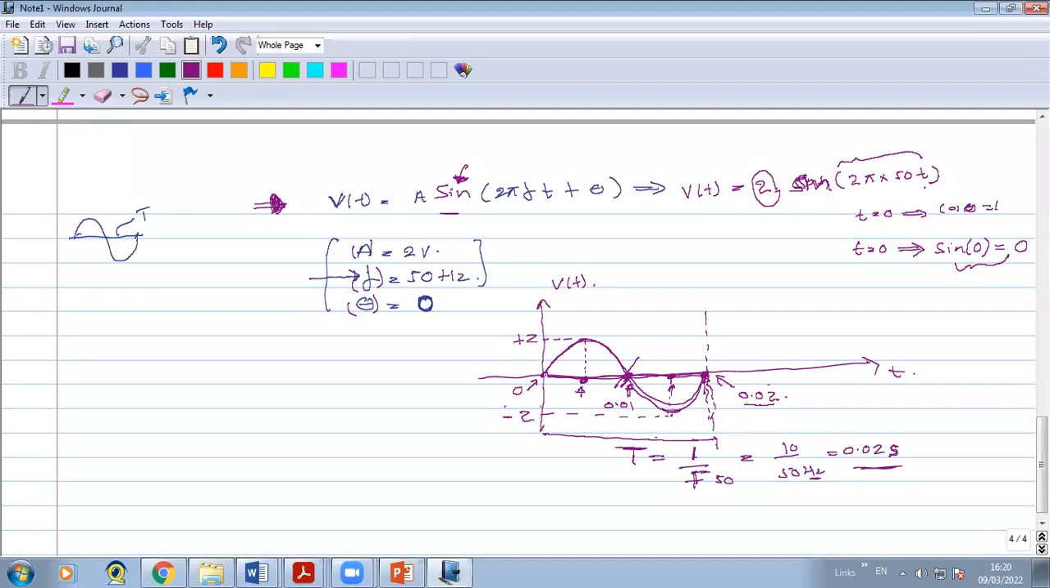Okay, and this is a half circle. When I explain that, you can see that this is a quarter circle, up to here. So you will get half of this one, that means 0.005. Okay. So what is this point? Can anyone tell this time point?